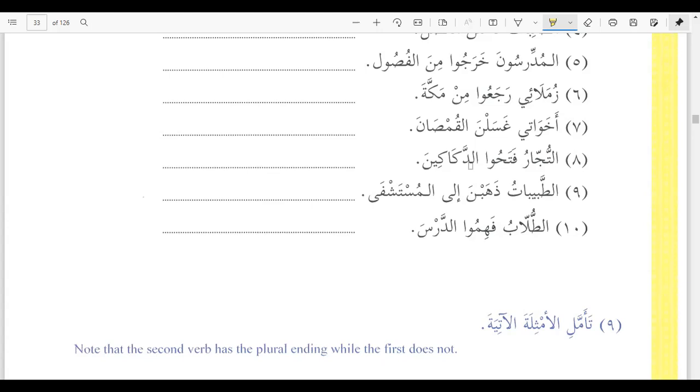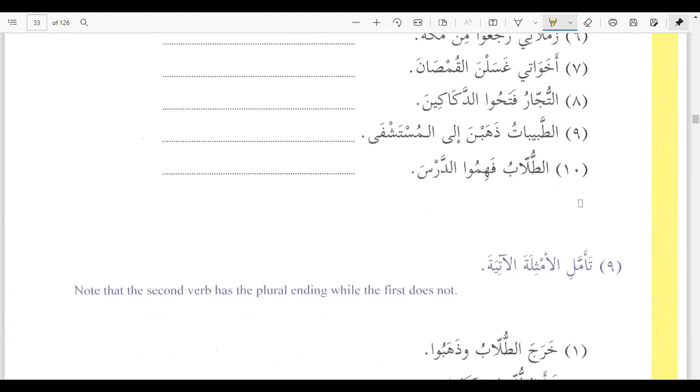Yes, sir. Very good. So number 9, at-tabibatu zahabna ilal mustashfa. The lady doctors went to the hospital. At-tabibatu zahabna ilal mustashfa. The lady doctors went to the hospital. So, zahabat tabibatu ilal mustashfa. The lady doctors went to the hospital.